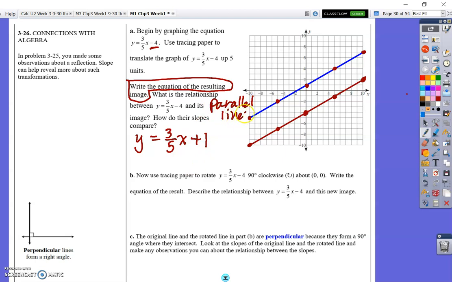lines. And just like perpendicular, parallel has an abbreviation. And that is 2 long skinny lines next to each other. So parallel lines is represented with this symbol. And their slopes are the same.